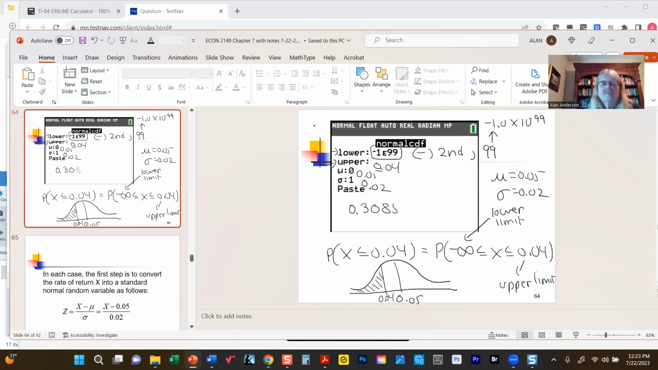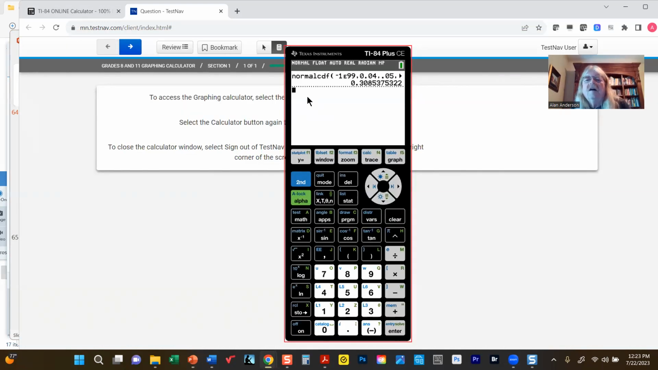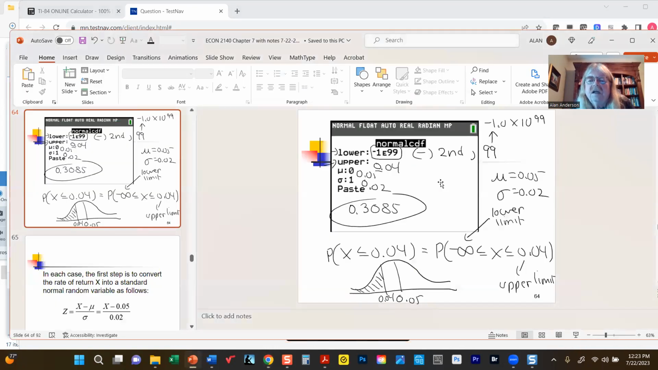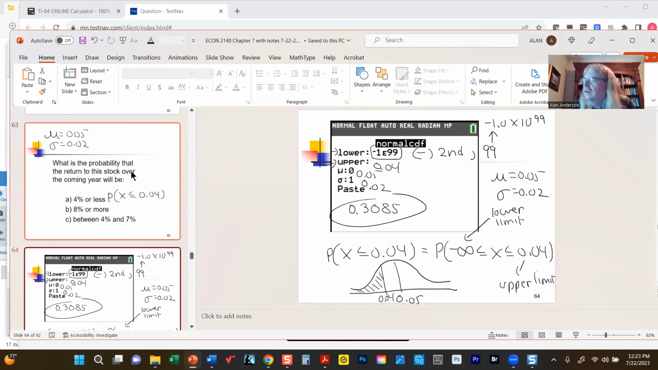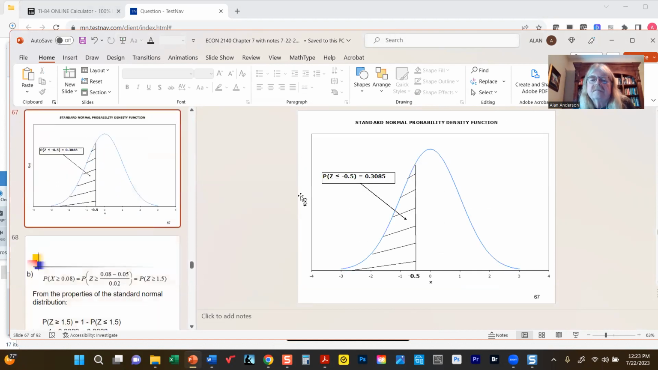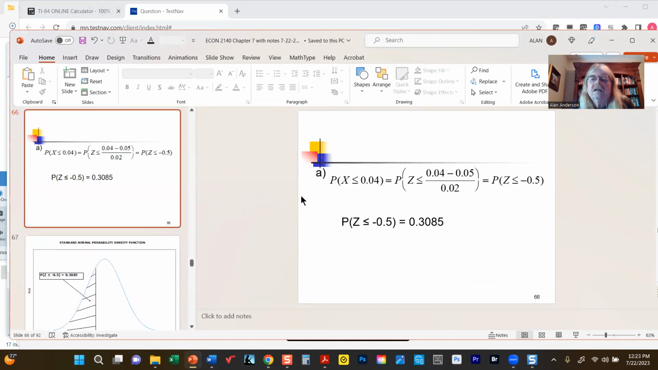And that's my probability of getting a return at or below 4% next year, because the mean is 5% and the standard deviation is 2. Now, if you chose to use the table, you would have used this approach.